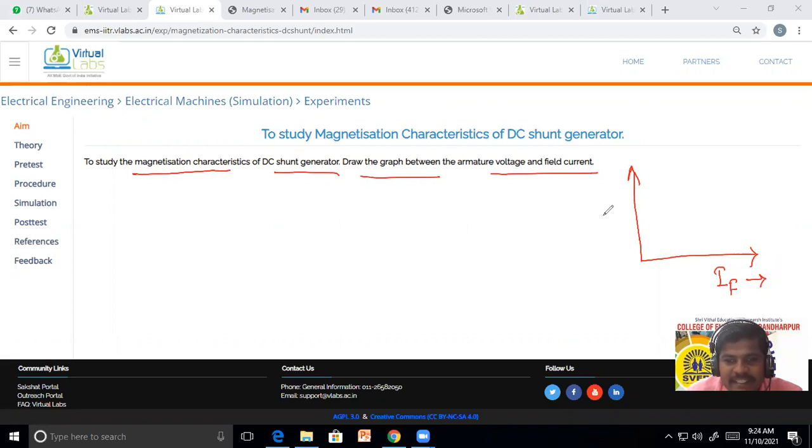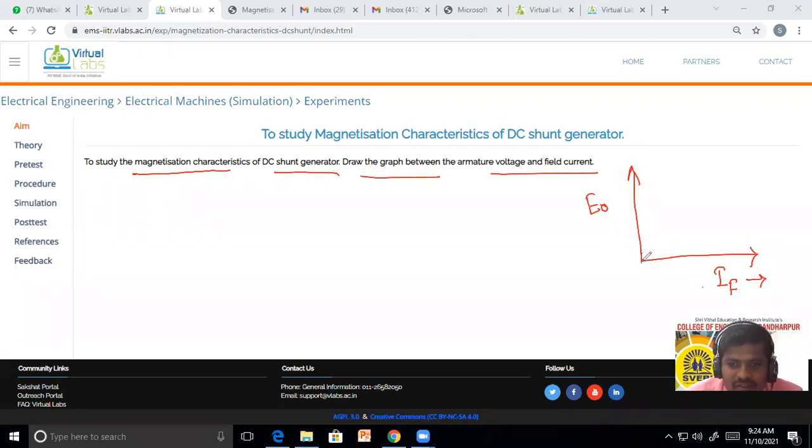It is plotted on x-axis, and the induced EMF E at no load condition, we can call it as E0 at no load condition, can be plotted on y-axis. IF is plotted on x-axis, E0 is plotted on y-axis, and the graph will be like this.